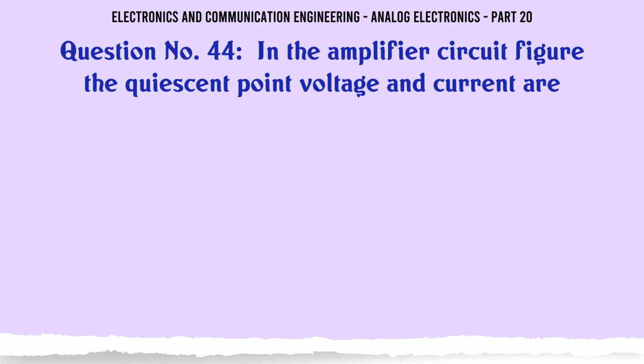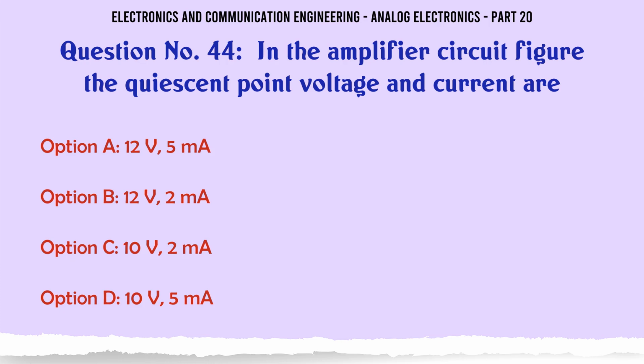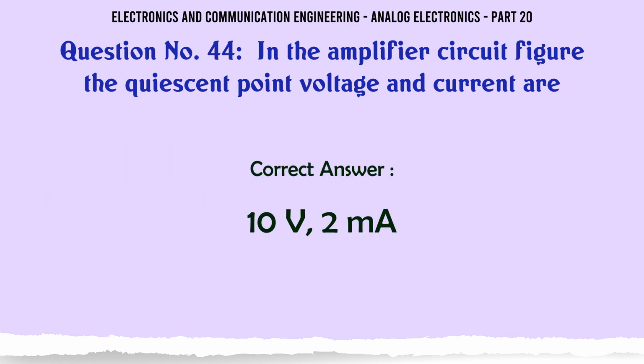In the amplifier circuit figure, the quiescent point voltage and current are A. 12 V, 5 mA, B. 12 V, 2 mA, C. 10 V, 2 mA, D. 10 V, 5 mA. The correct answer is 10 V, 2 mA.